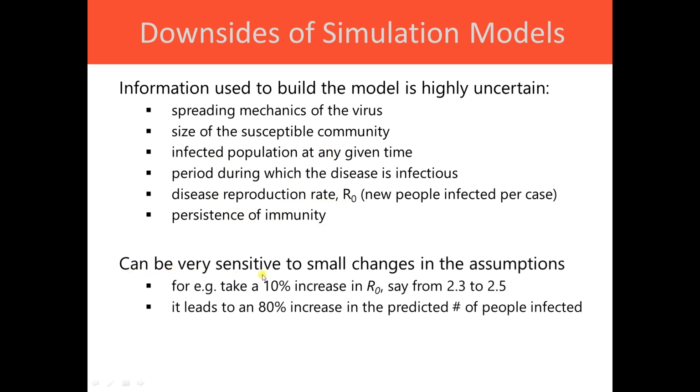So one paper I found showed that this can be very sensitive to small changes in assumptions. So for example, a 10% change in this R0, which is the number of new people infected per case, say from 2.3 to 2.5, can lead to an 80% increase in the predicted number of people infected. 80%. It's almost double, right? So just by a small increase. This is how sensitive this all is, right?